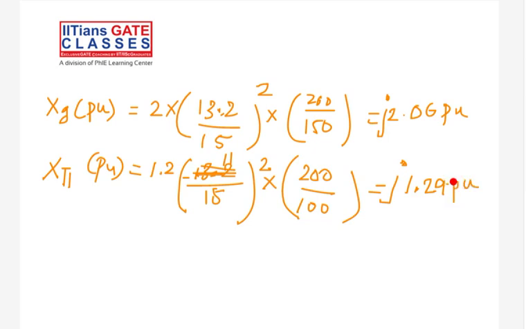Okay, so now we need to calculate. So how do you calculate for X of the transmission line? Tell me, I'm listening. So what are we given? We are given 60 ohms. So X of the transmission line per unit would be 60 divided by.